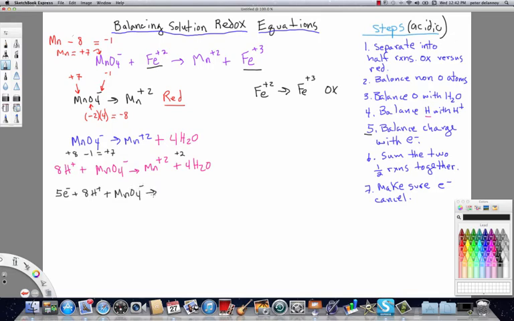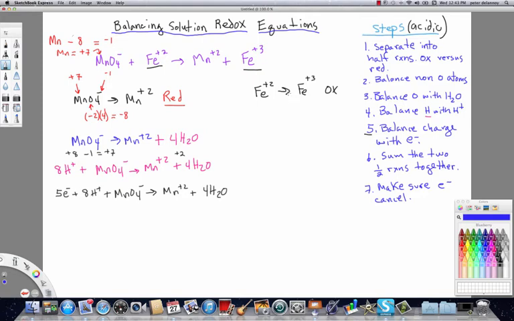Alright, and that reduces the charge on the left side to +2. And now my charge balance is equal. And this is where we stop with the reduction. And we move now to balancing the iron part of this deal.